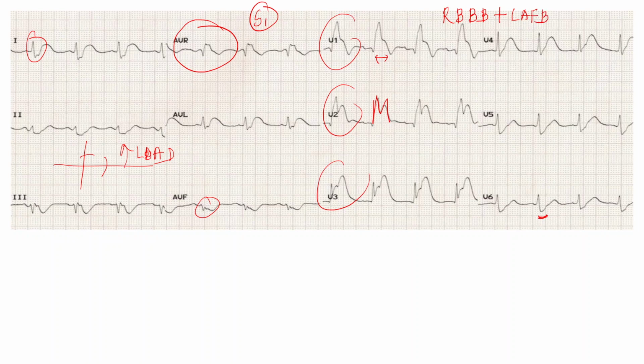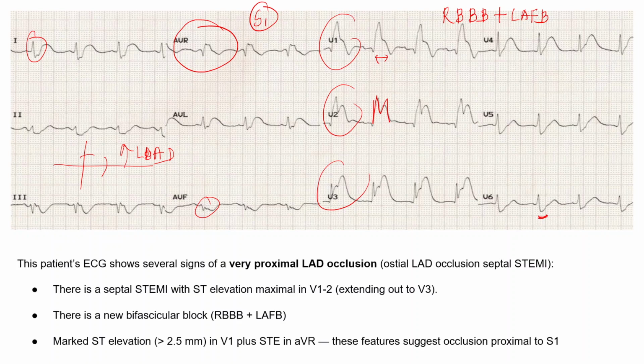And I have already told you that whenever you are getting bifascicular block, you have to look for the PR interval to find out whether there is a trifascicular block. If you see here, this is the PR interval, which is around 4 small boxes, and the normal PR interval is 3 to 5 small boxes, so it is normal. So there is no third block, so there is no trifascicular block. This is a bifascicular block, and I have told you this is a very proximal LAD occlusion before the S1, before the septal branch, and you are getting the bifascicular blocks.